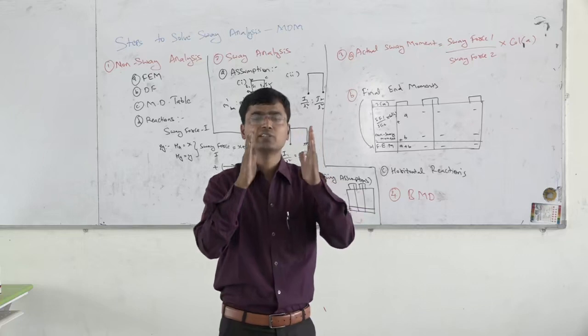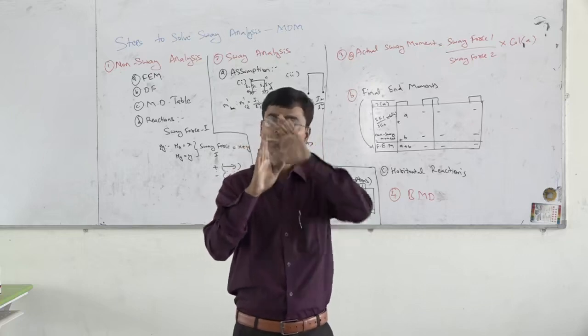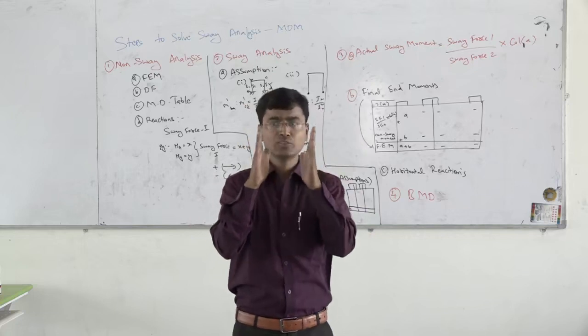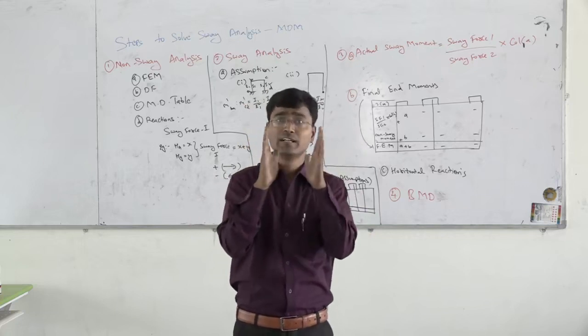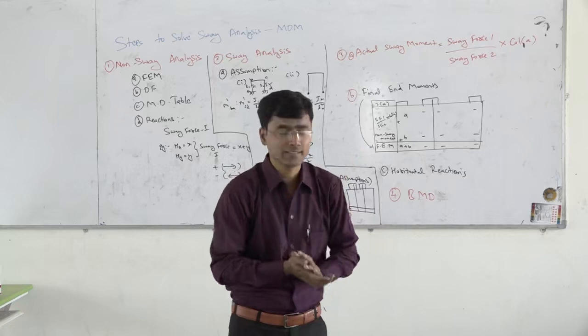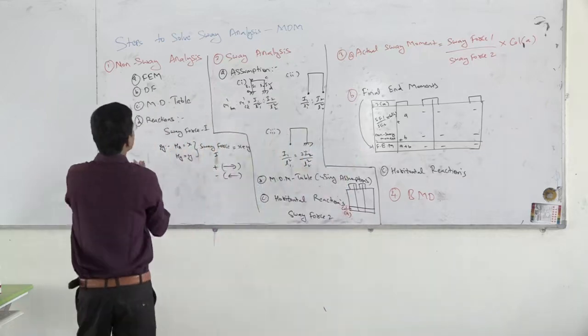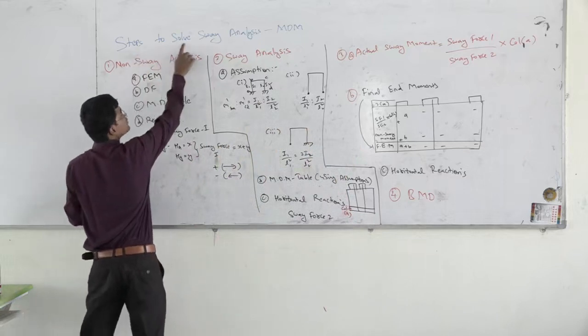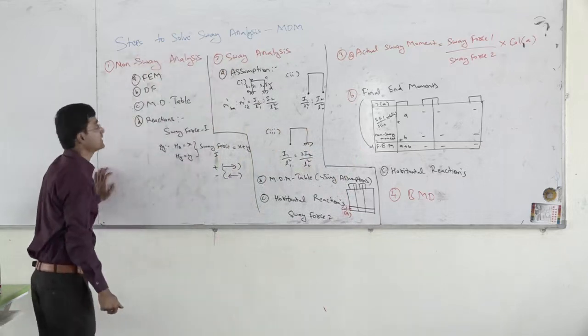If these are the two columns, whenever a force hits here horizontally, these two columns will slightly move. That moment we call a sway analysis. Now here I have written a few steps on how to solve sway analysis with the MDM method.